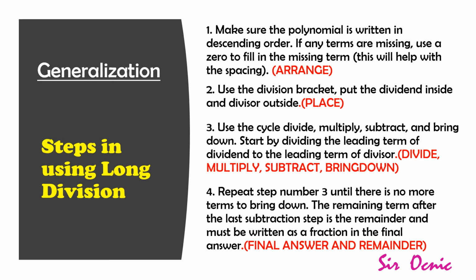Start by dividing the leading term of the dividend to the leading term of the divisor. Step number 4. Repeat step number 3 until there is no more terms to bring down. The remaining term after the last subtraction step is the remainder and must be written as a fraction in the final answer.